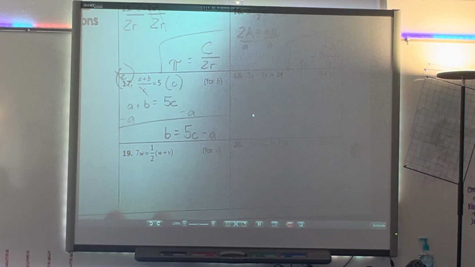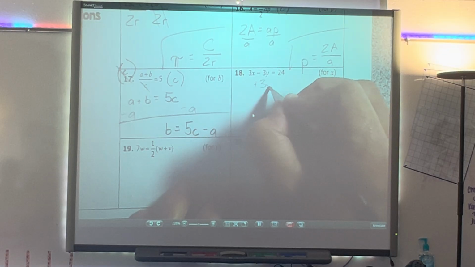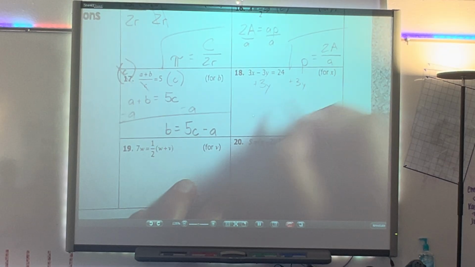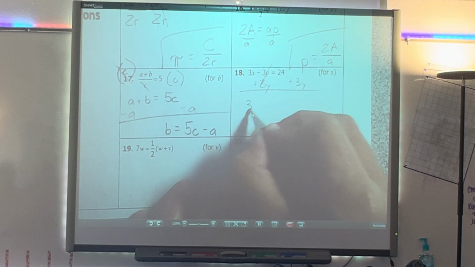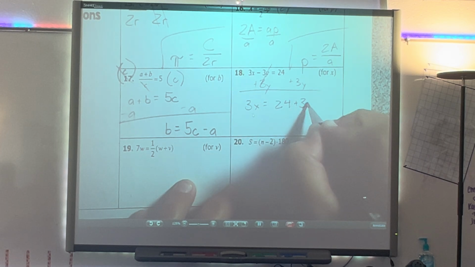Right? This one, I want X. What do we need to move first? The 3Y. So how am I getting rid of that? I'm gonna add 3Y to both sides. Okay, so it goes away there, so I got 3X is equal to 24 plus 3Y.